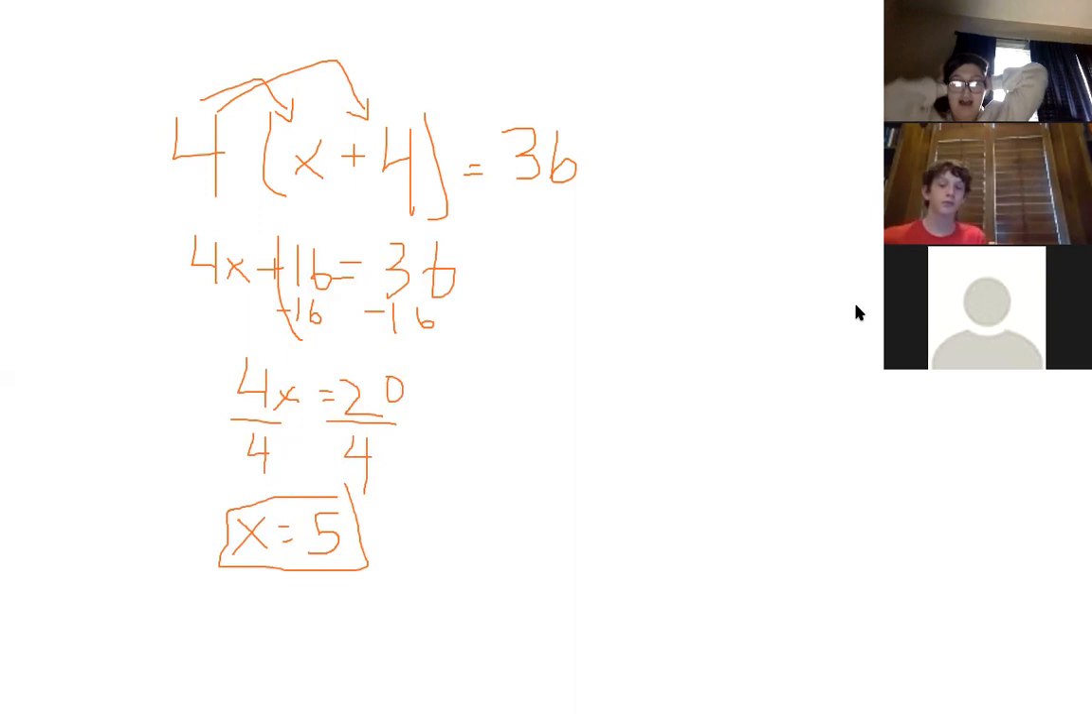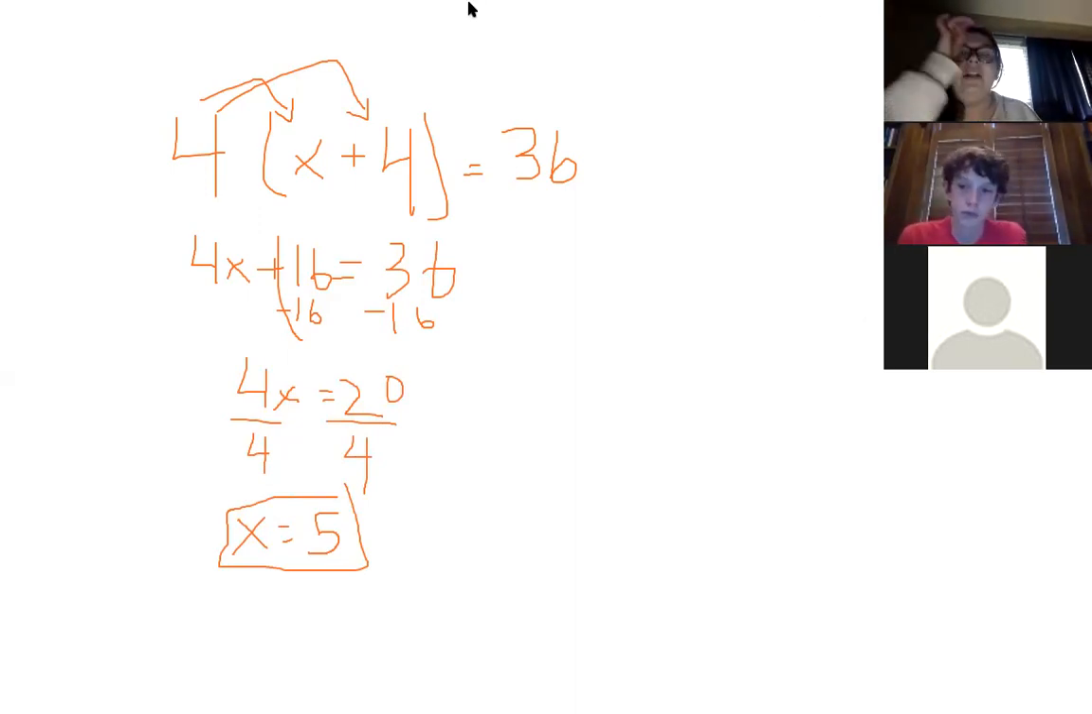Good. x equals 5. I'm going to go ahead and give a little bit more of a complicated one, and we're going to do the same thing, all right? Okay. Cool.